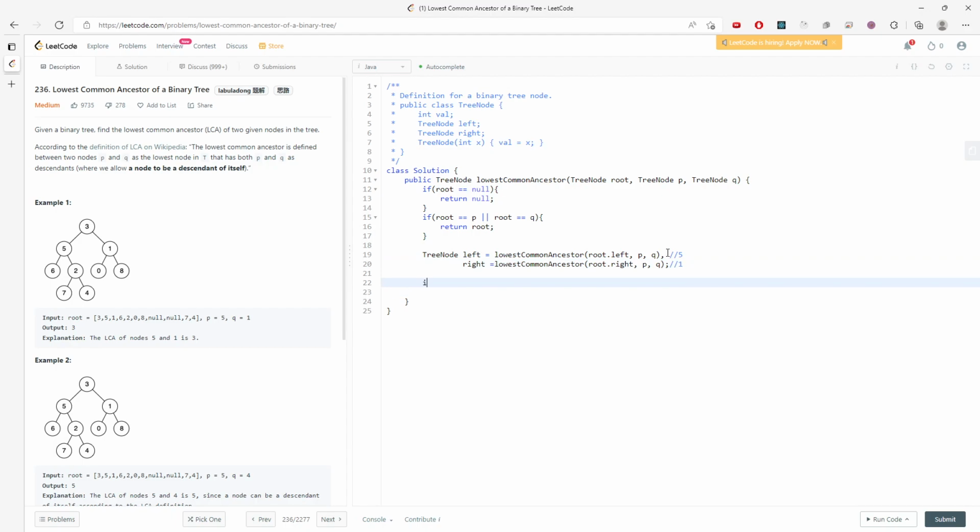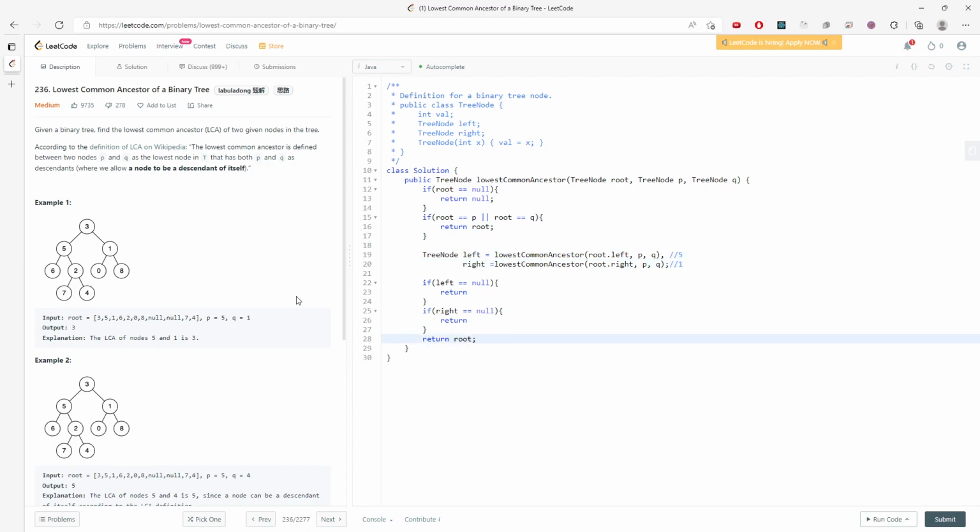But the problem is what? If the left is equal to null, you do something, and if the right is equal to null, you do another thing. And for everything else, which means left and right are not null, just for example, in this case, 5 and 1 are the children of 3, and I already found it. I already returned 5 and 1 for this, so the ancestor should be the root.